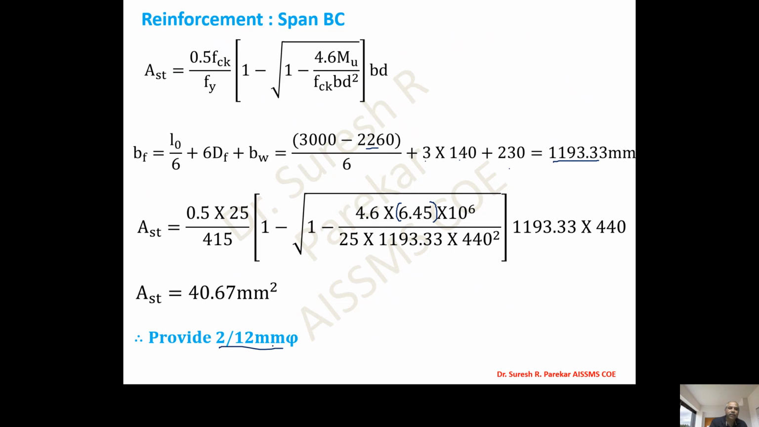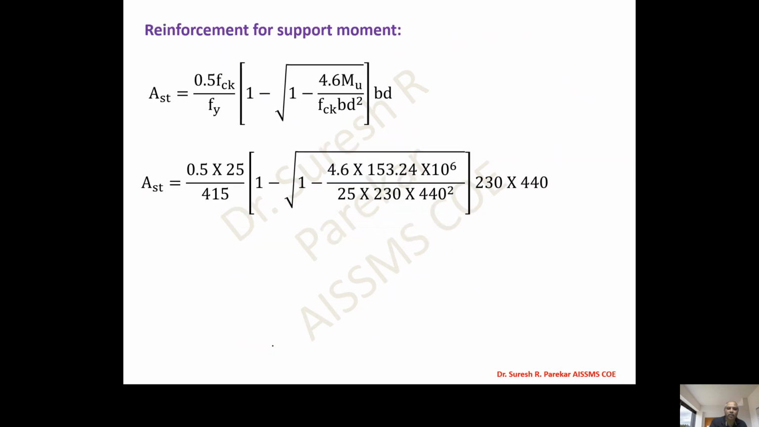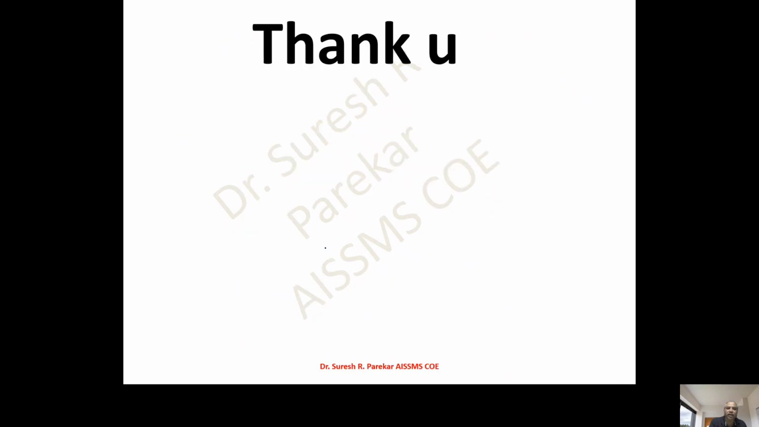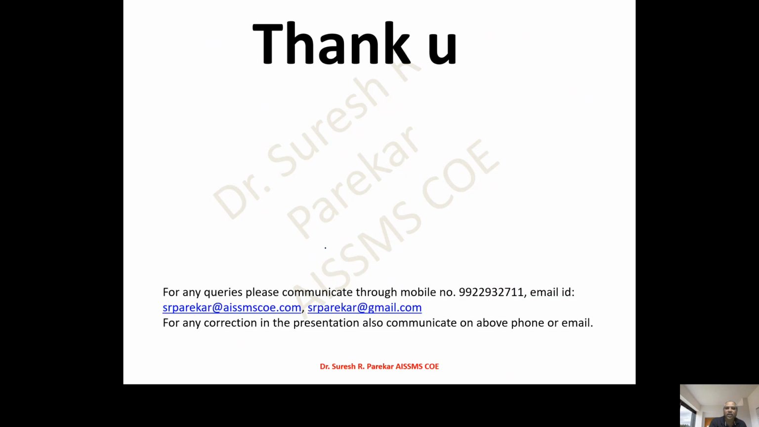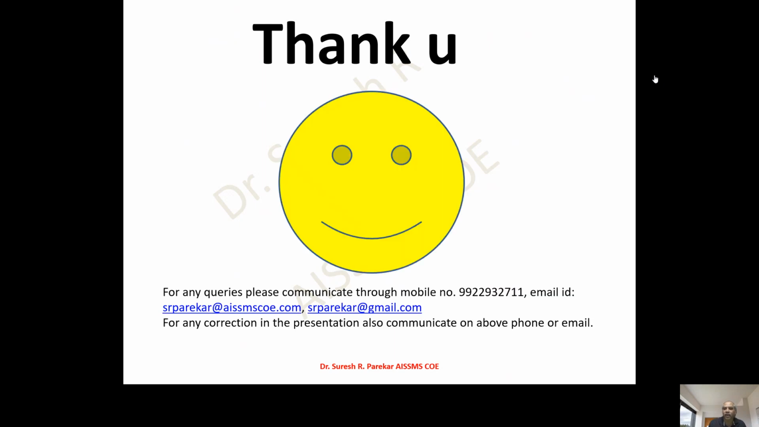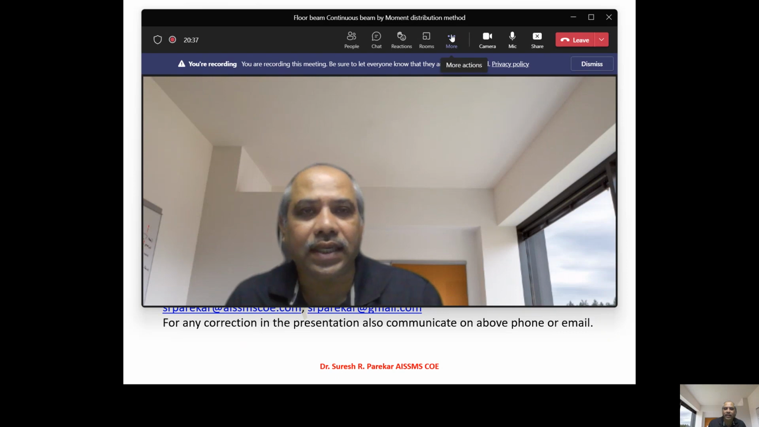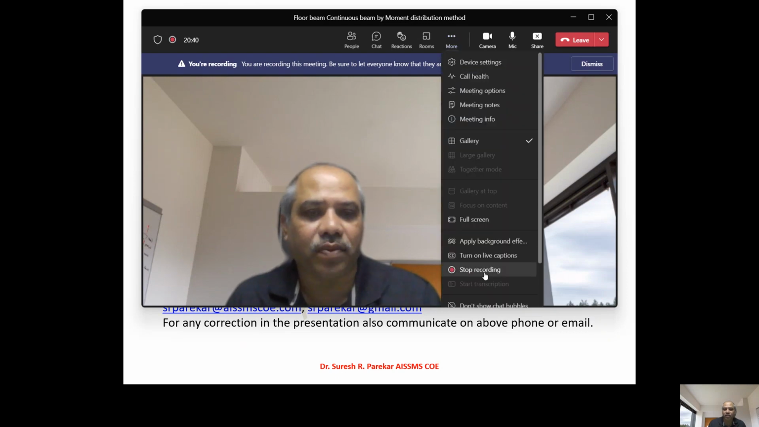We will provide. We have reinforcement for support moment. Now support moment we have seen 153.24. Now important, we have to take here BW, because at support moment we have the beam as rectangular, because we have tension on top and your slab goes in tension, so we do not have any flange width over here. And we will get AST, that is 1202, and we will provide 4 bars of 20 mm phi. So likewise we have to find the reinforcement for this. So this is all about our continuous beam ABC by using the moment distribution method. So thank you.